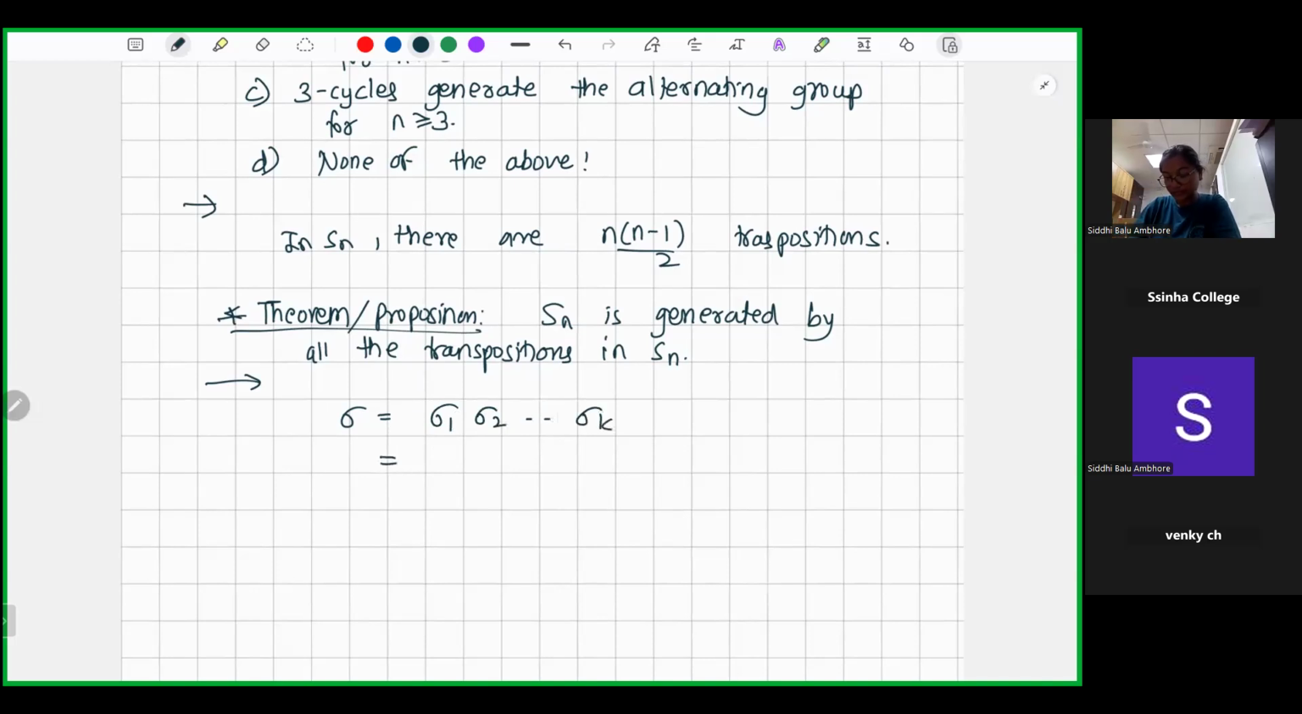And each cycle then, so if sigma 1 is of this form, what to write?